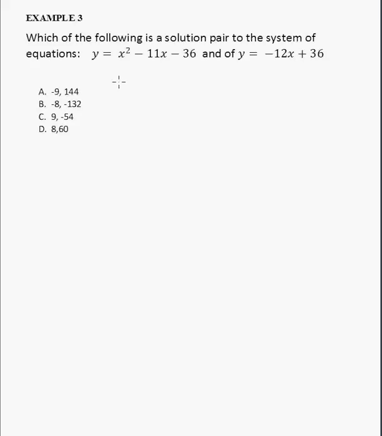If you plug in the numbers, I will start with -9, for instance. If x is equal to -9, that means y becomes (-9) squared minus 11 times -9, minus 36. That is 81 plus 99, minus 36. If you sum that together, I think you get 144. So chances are A works, but you have to satisfy the second equation as well.